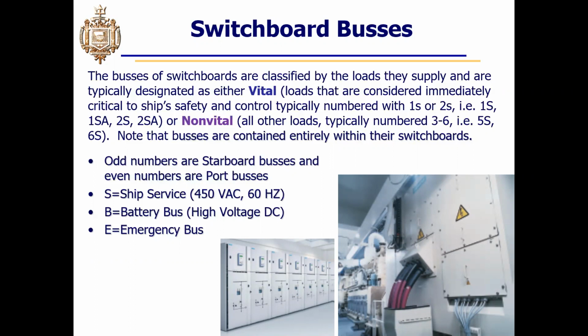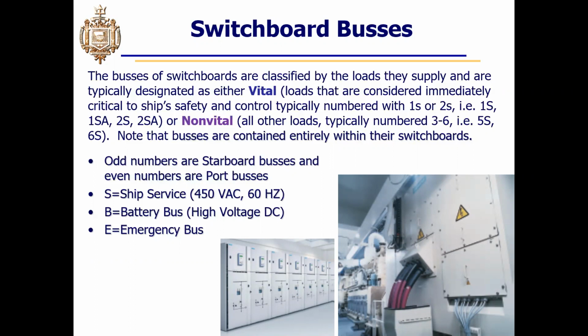Typically, they start with anywhere from a 3 through a 6. I'm sure the larger ships may go up to a higher number, but you'll see 5S, 5SA, 5SB, 5SC, etc. And it just kind of depends.